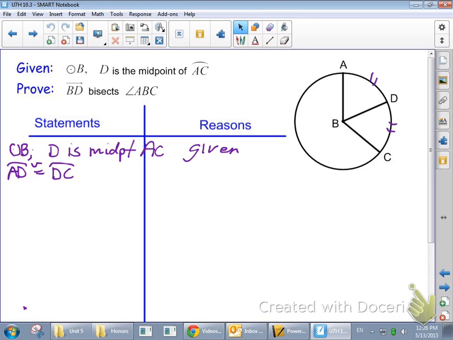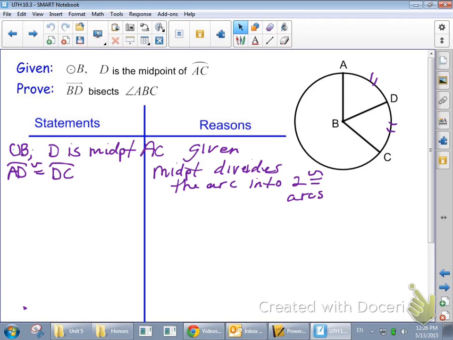Well, the midpoint of an arc divides the arc into two congruent arcs. Midpoint divides the arc into two congruent arcs.